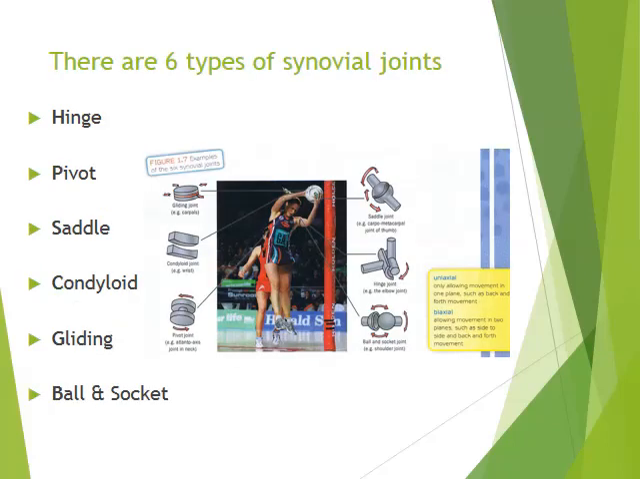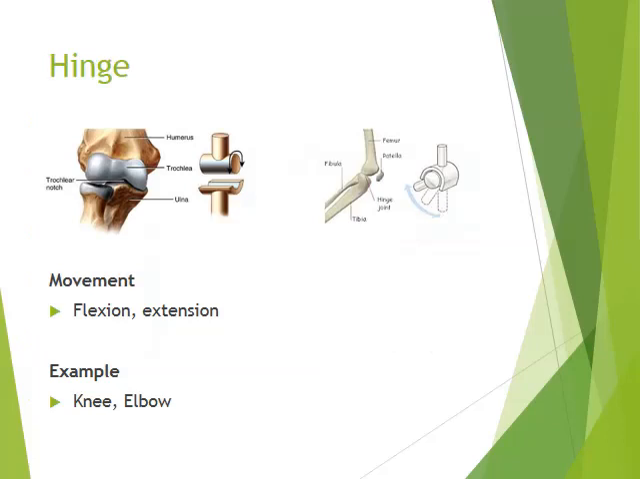So there are six main types of synovial joints: the hinge joint, pivot joint, saddle, condyloid, gliding, and ball and socket. A hinge joint, which is similar to a hinge on a door, provides flexion and extension. Examples of hinge joint are the knee and the elbow.